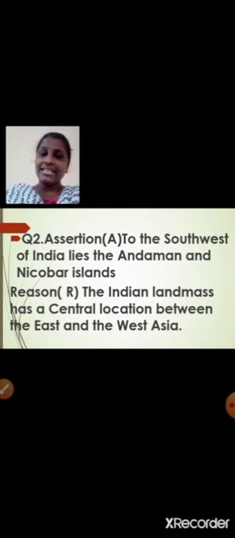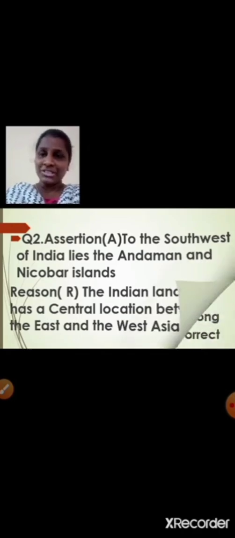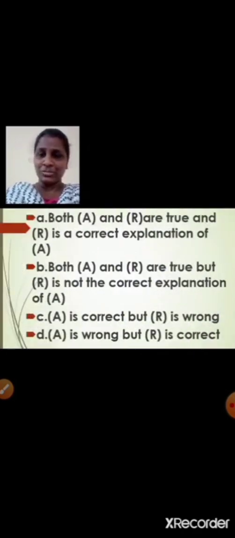Reason given is the Indian landmass has a central location between the East and the West Asia. First tell me, is this sentence correct? Is the reason given is correct? The Indian landmass has a central location between the East and West Asia. Yes, this statement is true. But just tell me whether this is the reason for the assertion given. That is, to the southwest of India lies the Andaman and Nicobar Islands? No. Okay, so let us see the options and try to find out the correct option.